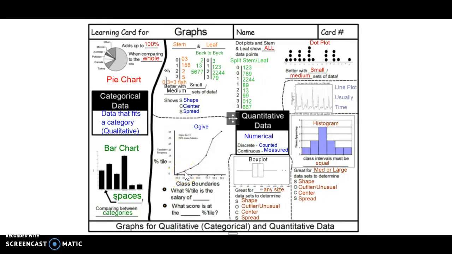The next dot is at about 3%. The next dot is at about 6%. But what it's doing is it's adding and adding and adding the data as you go further on the horizontal axis. You're adding the percent of the data as you go until you get to the very top, which would be 100% of the data. So an ogive is useful, but we don't see it very often.